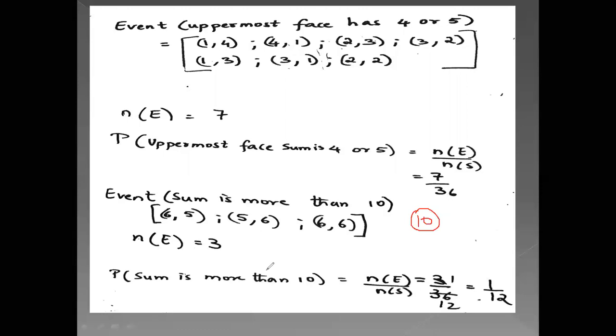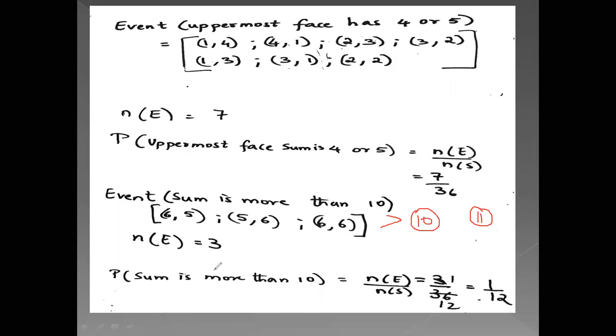That means you have to understand that it is more than 10. Okay, the number should be greater than 10. So you have to start with 11. So 11 means it has to be 6 plus 5, 5 plus 6 and 6 plus 6. Only 3 possibilities are there. Okay, that is how you have to figure it out. So you can see 1, 2, 3. There are 3 events.